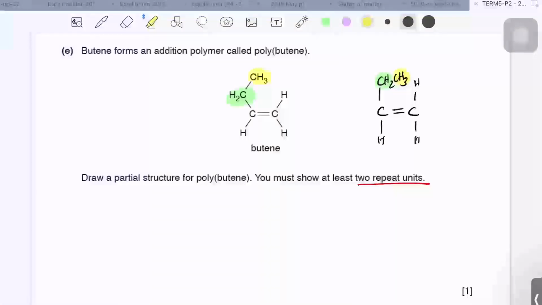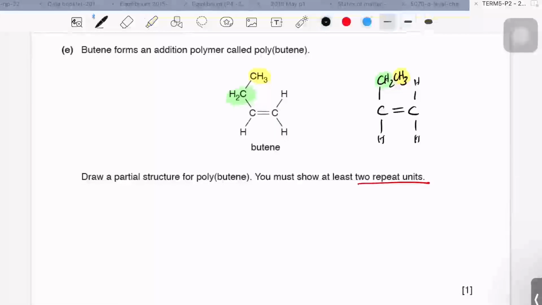Yeah, now this is an alkene, this is not the repeat unit. Yeah. Now you can draw. Now you have to draw the polymer with 2 repeat units. Shall we do like this? Shall we figure out the repeat unit first? Because if our repeat unit is wrong, then our polymer structure is wrong. So let's figure out the repeat unit quickly.